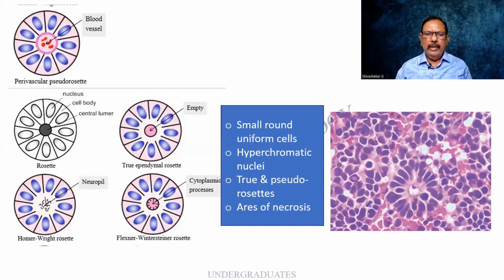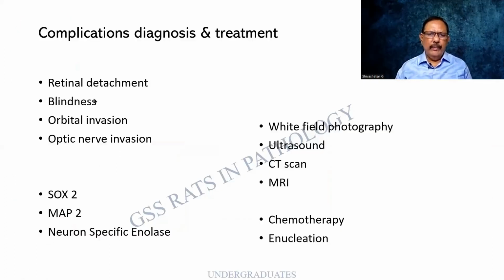Microscopy is extremely important. These can be asked as MCQs. The complications, diagnosis and treatment. Complications can be retinal detachment, blindness, invasion of the orbital cavity, and optic nerve invasion. And the diagnosis can be made by wide field photography, ultrasound, CT scan, or MRI. These are some markers. If possible, you can remember. SOX2, MAP2, neuron specific enolase. These are three markers not of great importance for undergraduates.